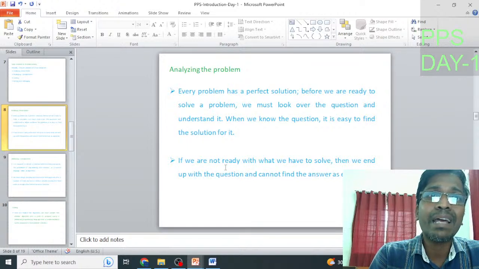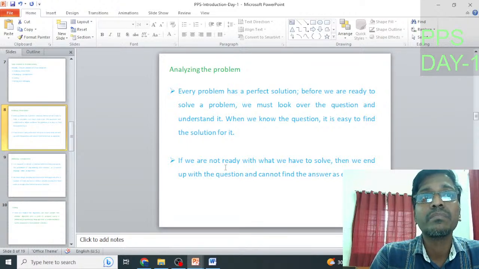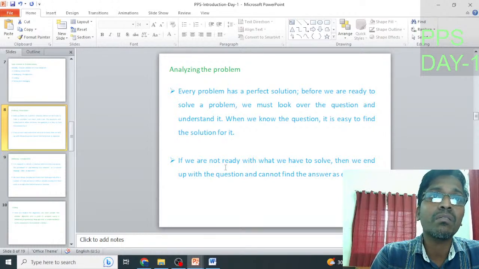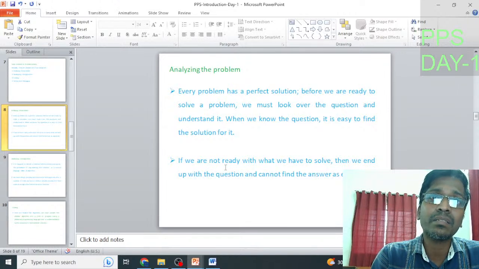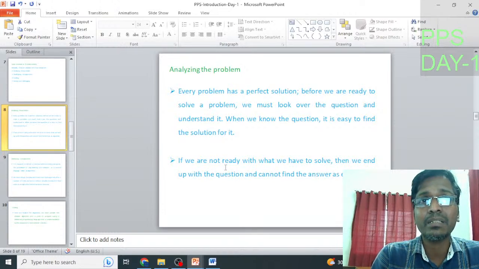So what is analyzing the problem? Every problem has a perfect solution. Before we are ready to solve a problem, we must look over the question and understand it. For example, my professor is going to give us some assignments. Before I write any assignment, I need to understand the assignment, or understand what question the professor has given.